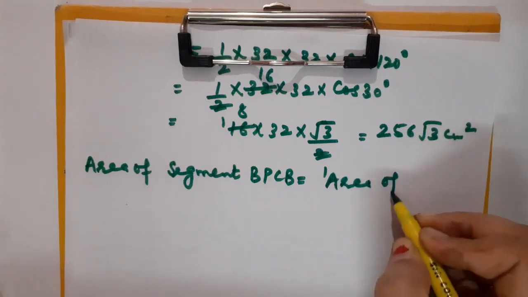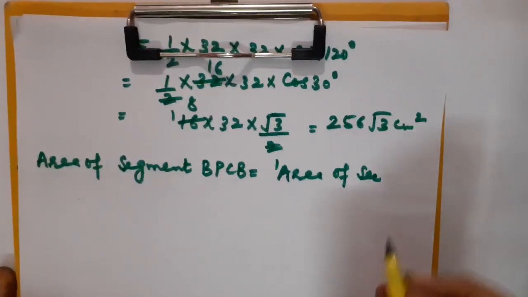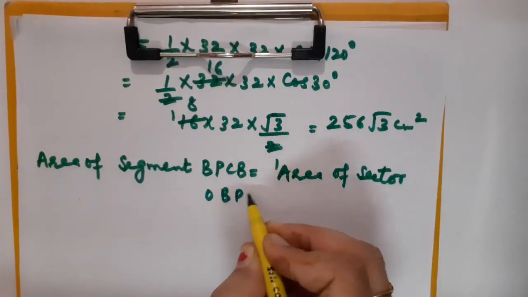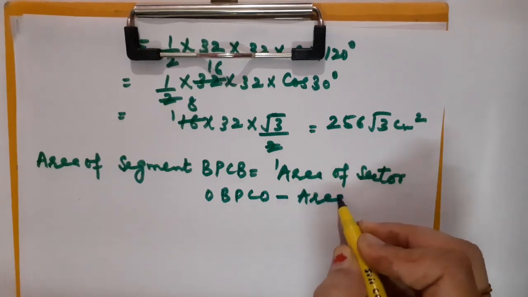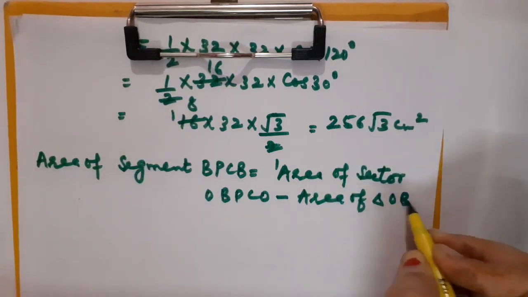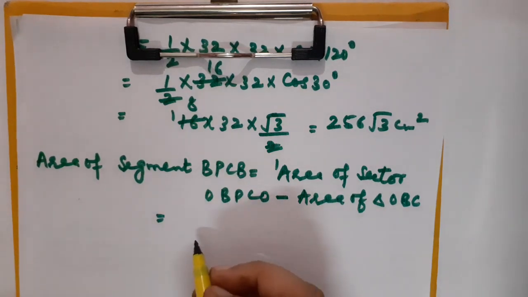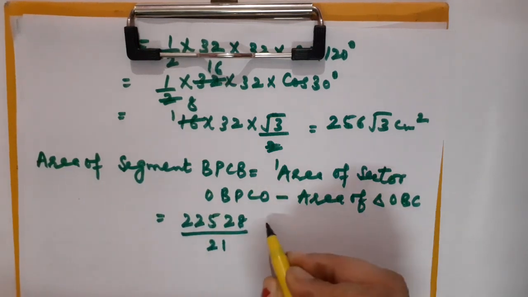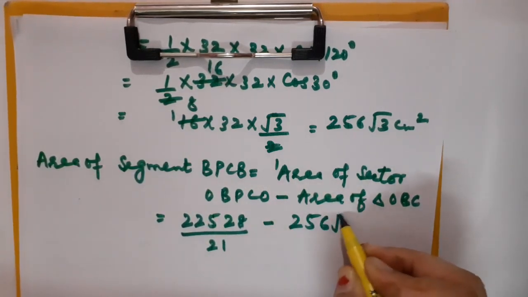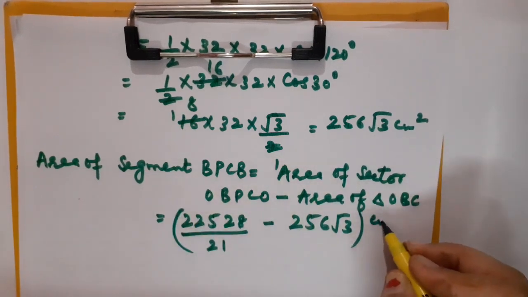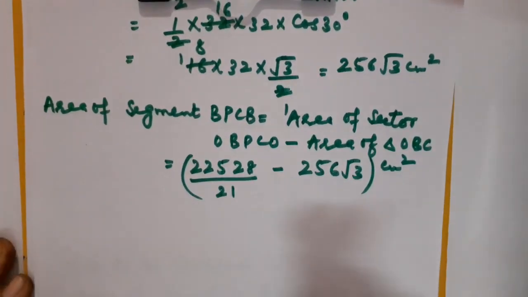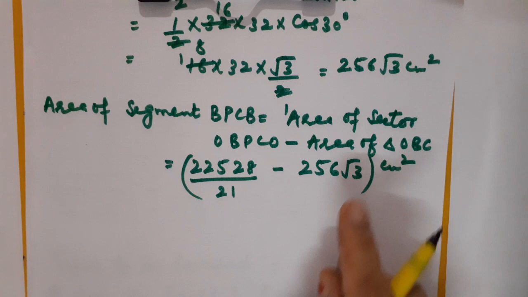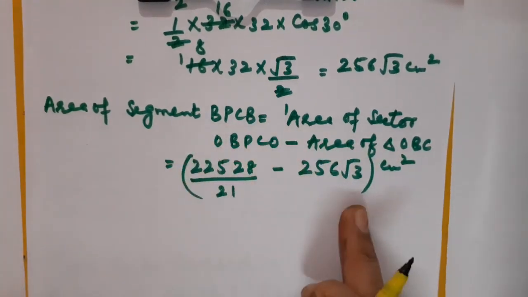Area of sector. What is the name of the sector? That is OBPCO minus area of triangle. Triangle is OBC. Correct? So I have got 22,528 upon 21 minus 256 √3. And here it will be centimeter square. In this question, we have not been given the value of √3, so we are not supposed to put it over here. Okay. So children, this is the area of one segment.